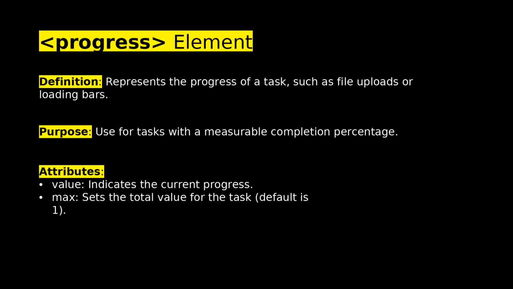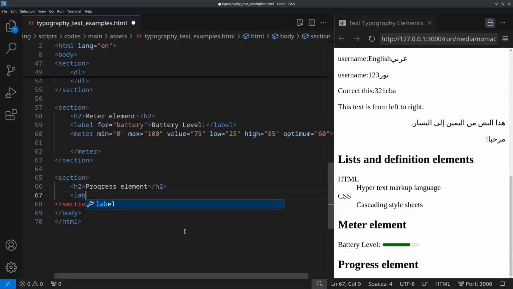Now, as usual, the progress element has attributes as well. It has the value, which specifies the current progress of the task. This is the value that indicates how much of the task has been completed. For example, if a task is 50% done, the value would be set to 50. And then we have the max attribute. It defines the total value or the full scale of the task. The default is 1, but it can be adjusted based on the specific task. For example, 100 for percentage-based progress.